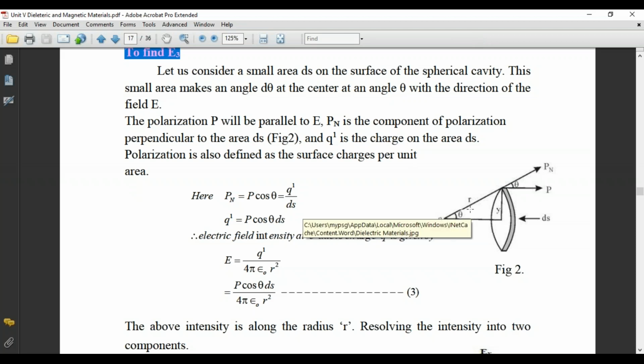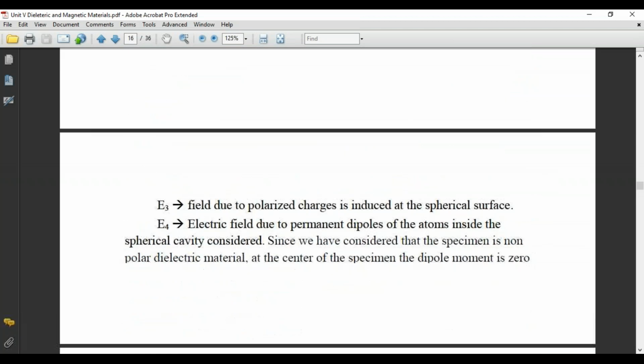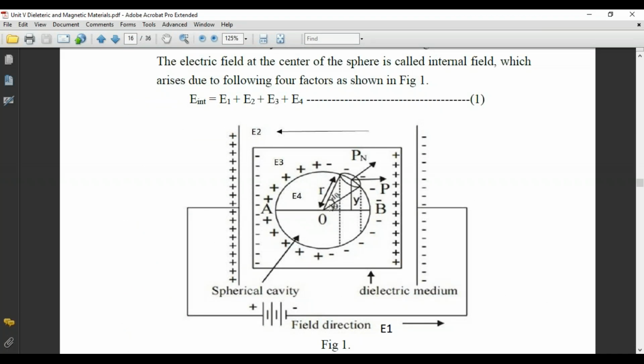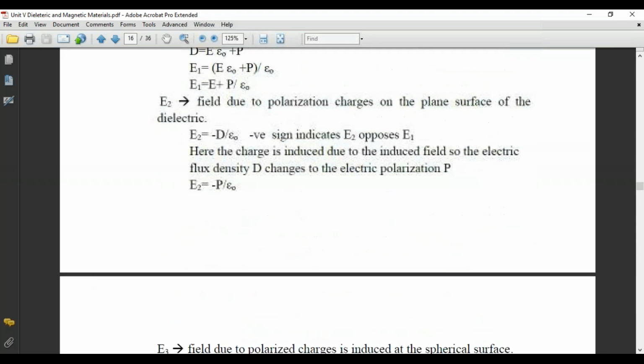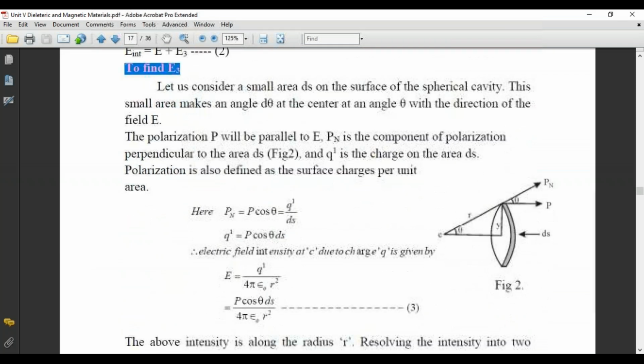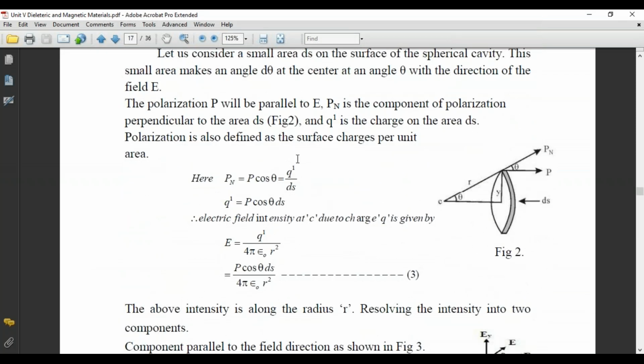Now we'll see this diagram, figure 2. Let us consider a small area ds. This is what is called a small area ds of the spherical cavity. This small area makes a small angle d theta, as you can see in the diagram, within the angle theta. That's what you are observing, and that's what we take for the further calculation.